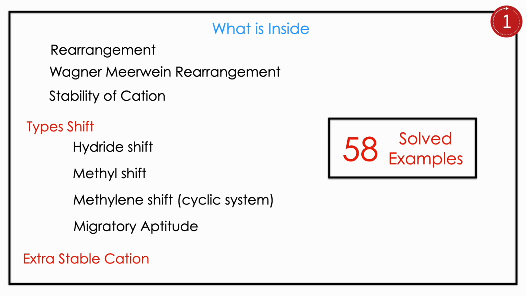What is inside this video? Basically, we will see what is rearrangement, then the Wagner-Meerwein rearrangement, then basics, stability of cations and shifts: hydride shift, methyl shift, methylene shift, and migratory aptitude of some migrating groups, and extra stable cations. Finally, we will go through 58 solved examples that will make you an expert in the Wagner-Meerwein rearrangement.